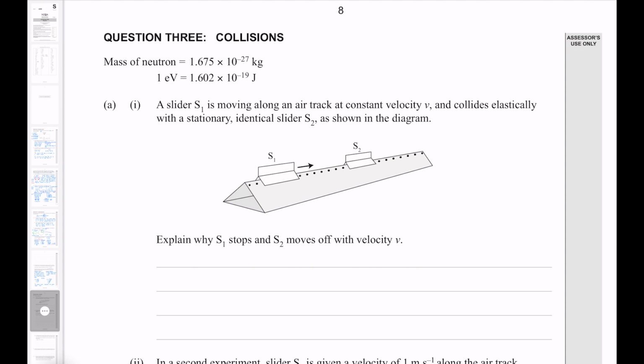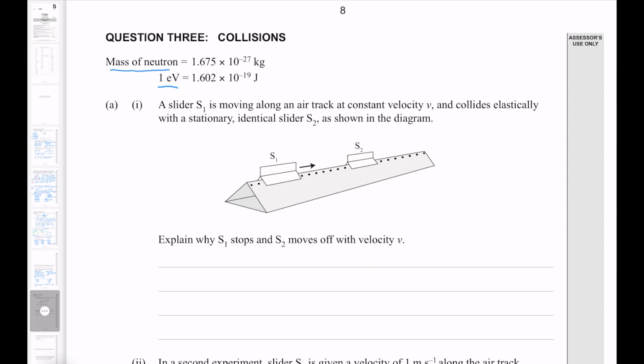Question 3. We're given the mass of a neutron and also the definition of an electron volt. I'm sure that will come in handy later on. A slider S1 is moving along an air track at constant velocity v and collides elastically with a stationary identical slider S2 as shown in the diagram. Explain why S1 stops and S2 moves off with velocity v.